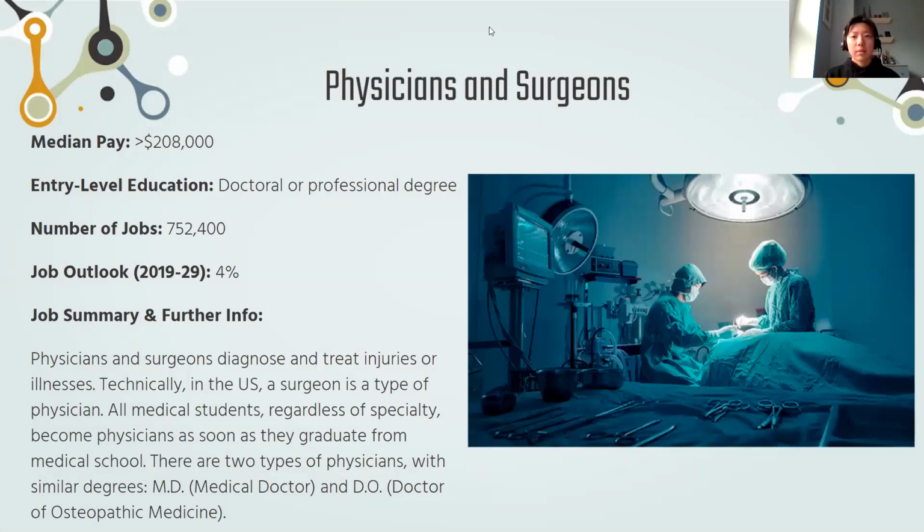Okay, so next we have physicians and surgeons. So the median pay is over 208K. I think most of us know that based on what specialty you go into, what type of physician, what type of surgeon you are, that pay is gonna hugely vary. So maybe like an anesthesiologist can make up to like 600K. That's the median actually, 600K. A surgeon can make up to like, I think 700K. But that really depends on what type of surgeon you are and what type of physician.